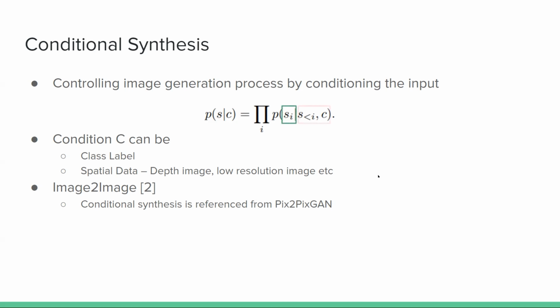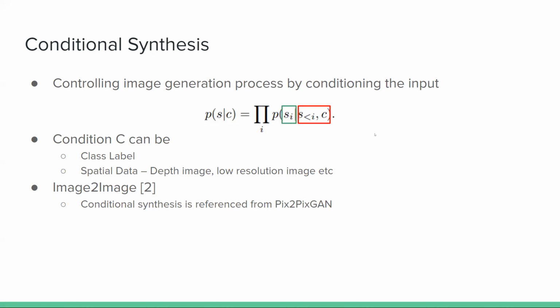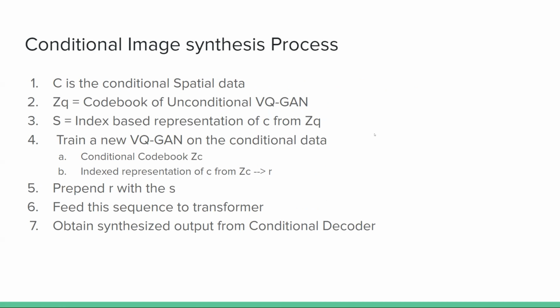Moving ahead in the slides, I'll be talking about the image synthesis process. I'll be considering 3 important aspects from the unconditional GAN. The first one is the codebook of the unconditional GAN, which we call ZQ, and S is the index representation of the condition C that we are providing to the network, which is derived from the codebook ZQ. We'll be calling the condition that is being provided to the network C.